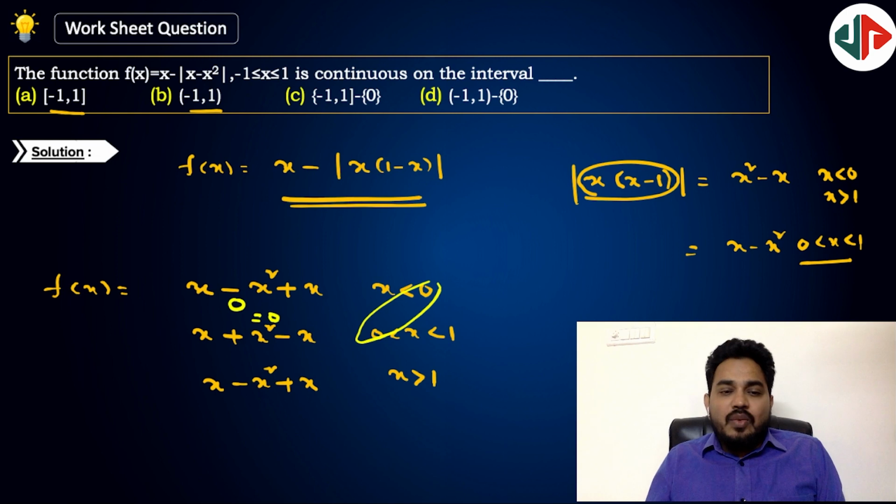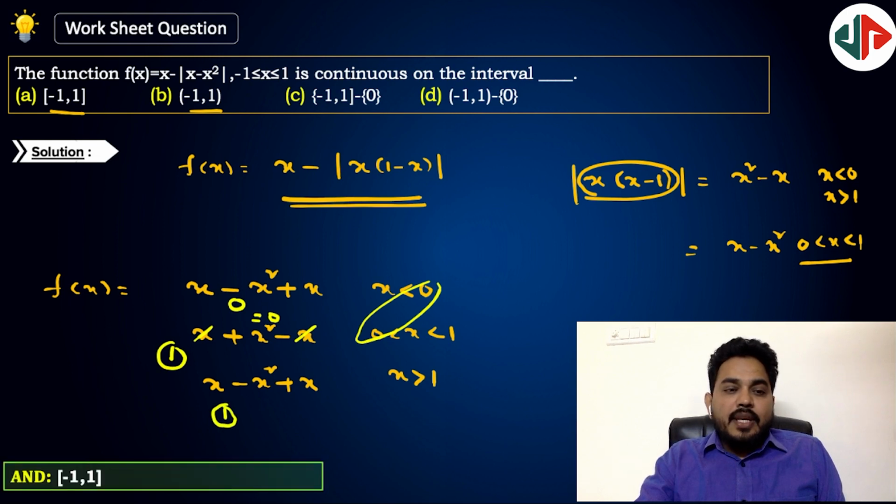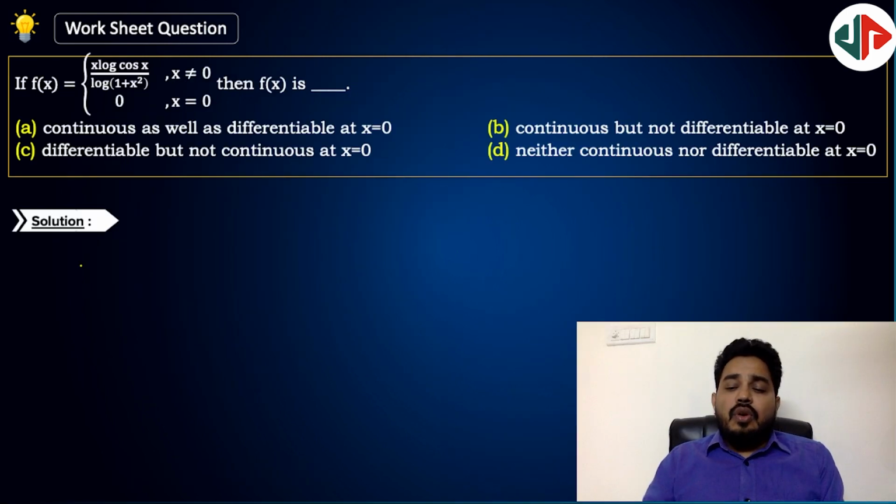Okay. At 1, what happened? This one cancels. Left limit is 1. Right limit is 2x minus 1, which is 1. So this is going to be continuous in the closed interval minus 1 to plus 1. So there is no problem with that.